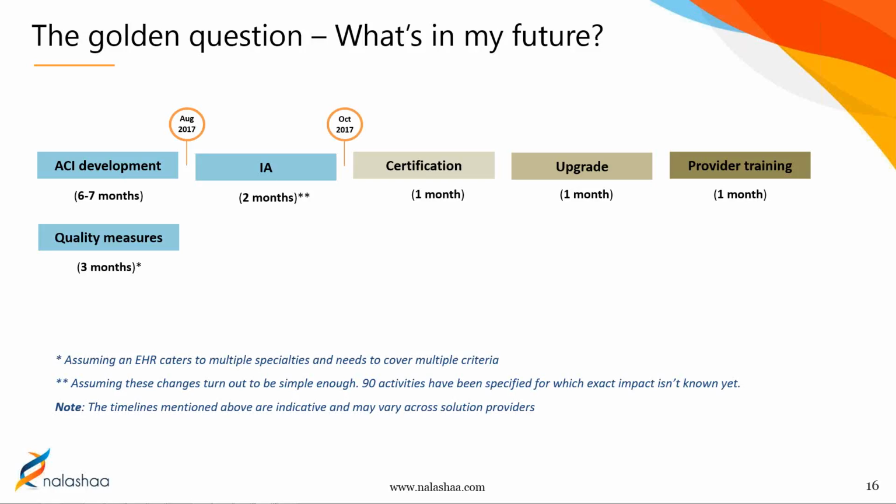Okay, so as you all are seeing on screen, the golden question, what's in my future? So we have chalked out a roadmap for all of you. We would recommend that you start with the known components, that is ACI and the quality measures, which we already know, and then move ahead with the component that is improvement activities that is yet to be released. The details are yet to be released by the CMS.